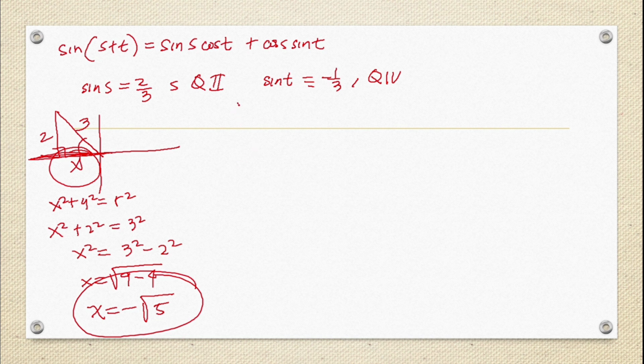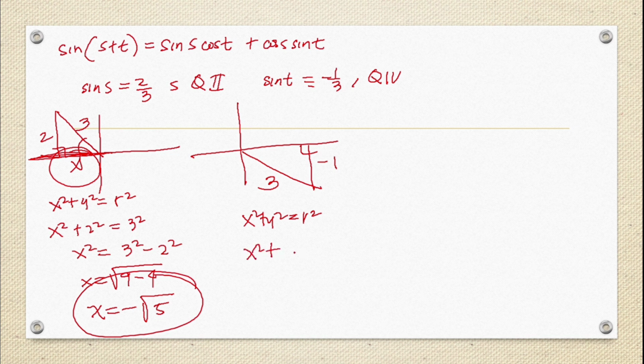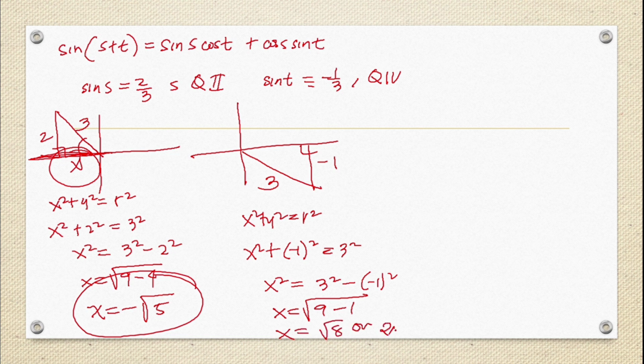Next we have, if we're going to illustrate this, sine t is in quadrant 4. So we're going to illustrate that one. So this is 90 degrees. Sine is negative 1 because this is positive, this is the radius. So x squared plus y squared is equal to r squared. So x squared plus negative 1 squared is equal to 3 squared. So x squared is equal to 3 squared minus negative 1 squared. So x is equal to the square root of 9 minus 1. So x is equal to square root of 8, or 2 square root of 2.